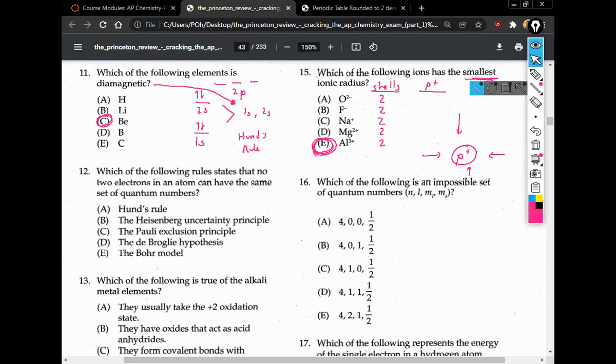All right, let's move on to the next one. Let's move on to 16. I want you guys to take a look at the quantum numbers, and tell me which one of these is not possible. I'll give you a minute to do that. You guys probably don't remember this. I'll let you know C's not the right answer.